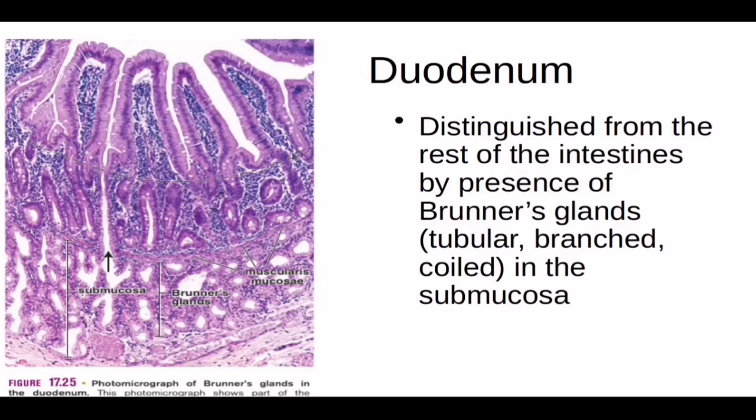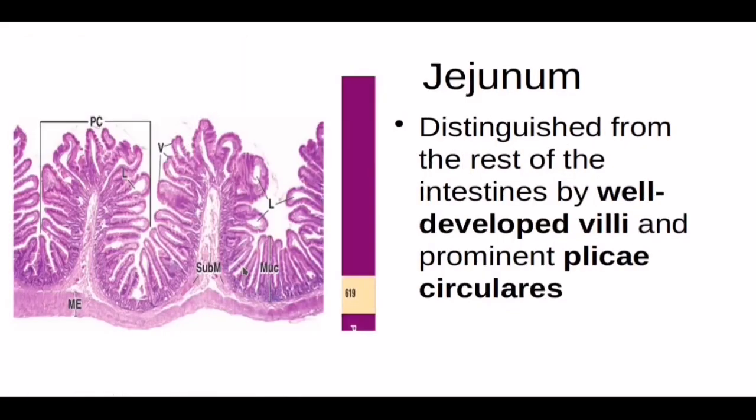Here we can see our villi. These are villi in the duodenum. The plicae circulares are not so well established in the duodenum as in the jejunum; we will actually see their establishment in the jejunum. The duodenum we can distinguish from the rest of the intestines by the presence of the Brunner's glands in the submucosa. Remember, I said this is the only place we find glands in the submucosa: Brunner's glands.